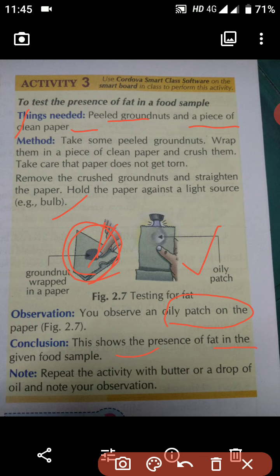Note: repeat the activity with butter or a drop of oil and note your observation. Students, you can also perform this test. You can just take a small drop of oil or butter on a paper and put it opposite the light. Then you will see some oily patches, which will show you the presence of fat in the food sample.